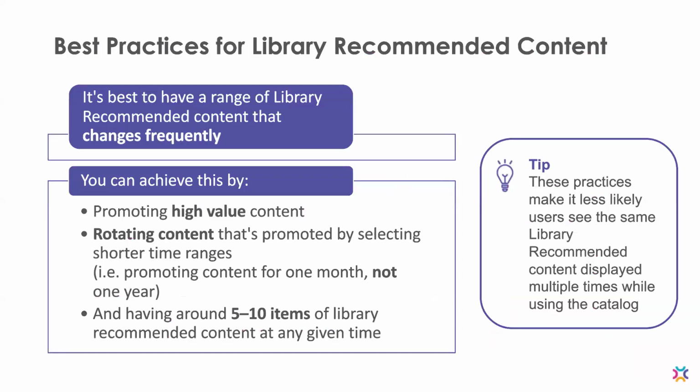Now, when it comes to library recommended content, I recommend like 5 to 10 items or cards, we should say. That just means that hopefully your patrons who are in the catalog a lot, like our super users, don't see the same content every time. You want to think about what high value content means to you. Like the Sherlock Holmes one is a really interesting example. There's a lot of value in that particular content. Same thing with the staff picks.